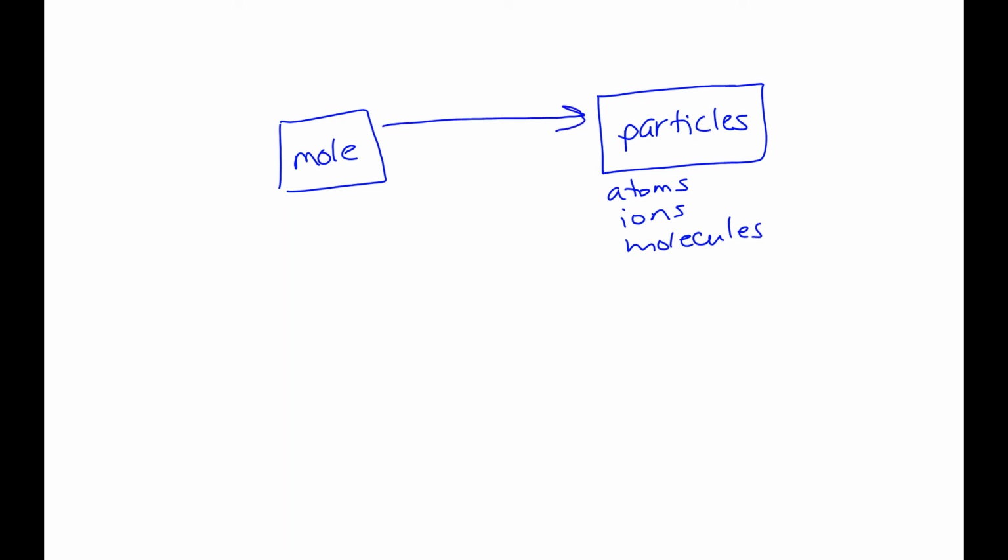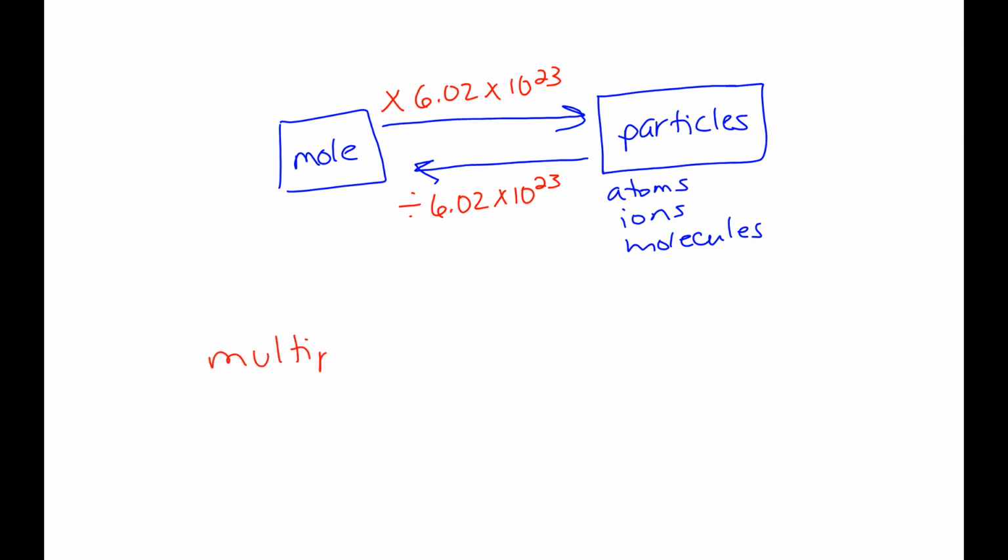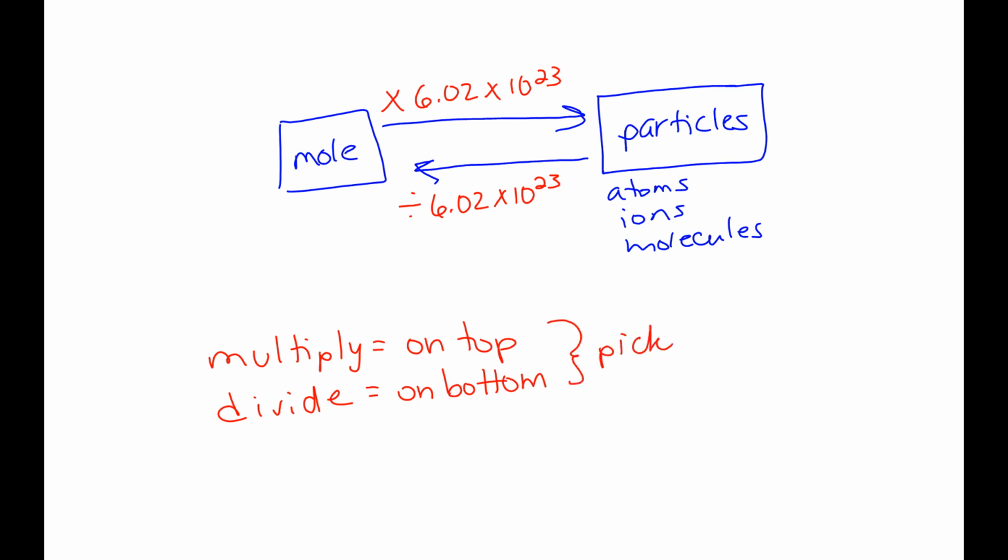Now, when we're going from moles to particles, we're going to multiply by 6.02 times 10 to the 23rd. When we're going from particles to moles, we're going to divide by 6.02 times 10 to the 23rd. Now, remember, if it's multiply, it goes on top. So the multiply equals on top, and divide equals on bottom for the mole bridge, or for the picket fence.